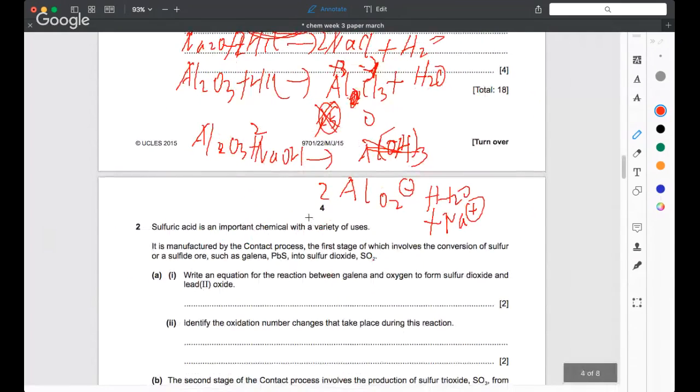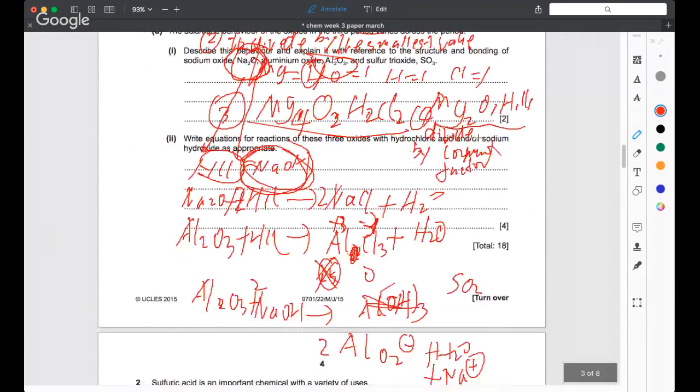And finally, what about sulfur dioxide? So, sorry, sulfur trioxide. Does it react with hydrochloric acid? So we've done the sodium oxide and aluminum oxide, and now what's left is sulfur trioxide, right? Yeah. So how does it react with hydrochloric acid?